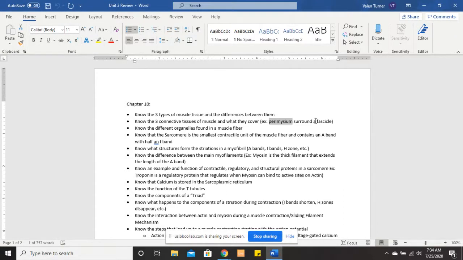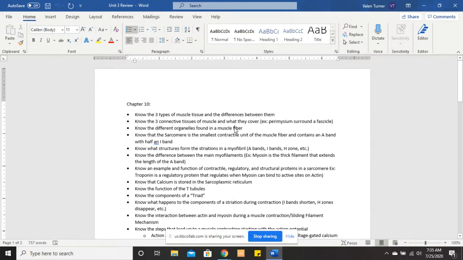This is following the same pattern, but just for muscle and muscle cells. Around an individual cell is endomysium. Around a collection of muscle cells is perimysium. And around the entire muscle is epimysium. Keep it that simple. And then we look inside of a muscle cell.